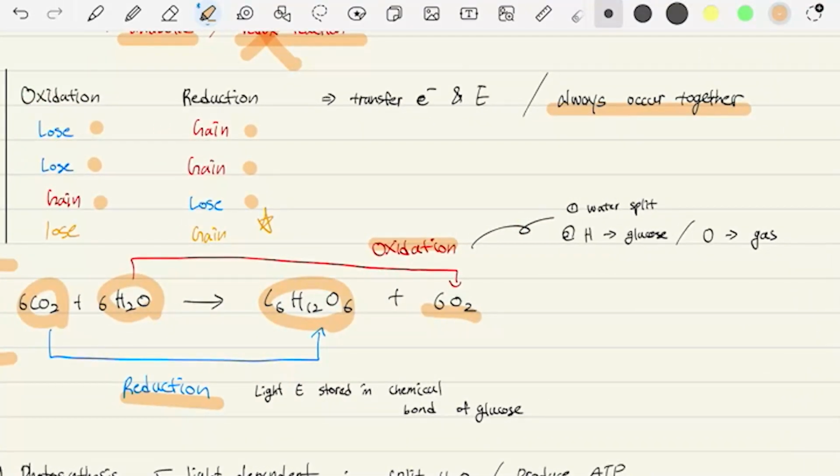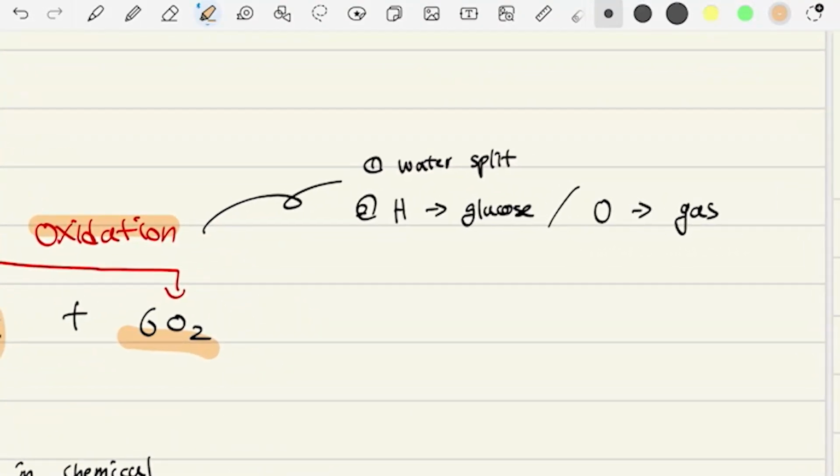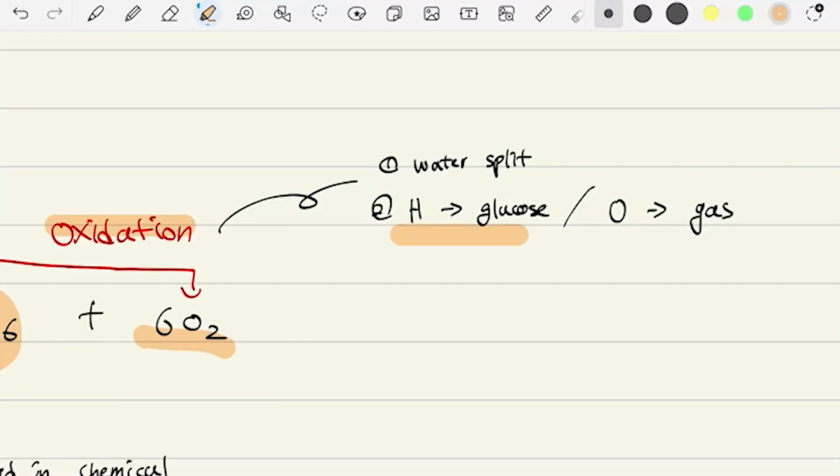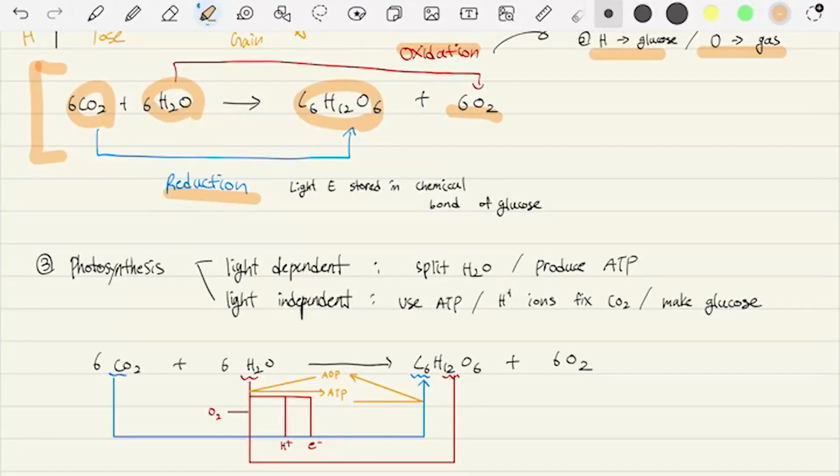And being more specific about the H2O, the H2O splits into hydrogen and oxygen, and hydrogen flows into the glucose, and oxygen flows out as gas. In photosynthesis, there are two big types of reaction. The first is the light-dependent reaction, and the second is the light-independent reaction. The light-dependent reaction splits H2O and produces ATP. The light-independent reaction uses ATP, and the hydrogen ions fix carbon dioxide and finally produce glucose.